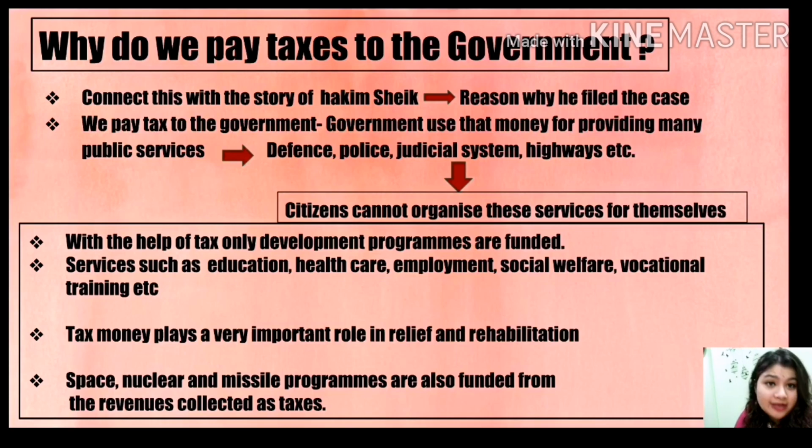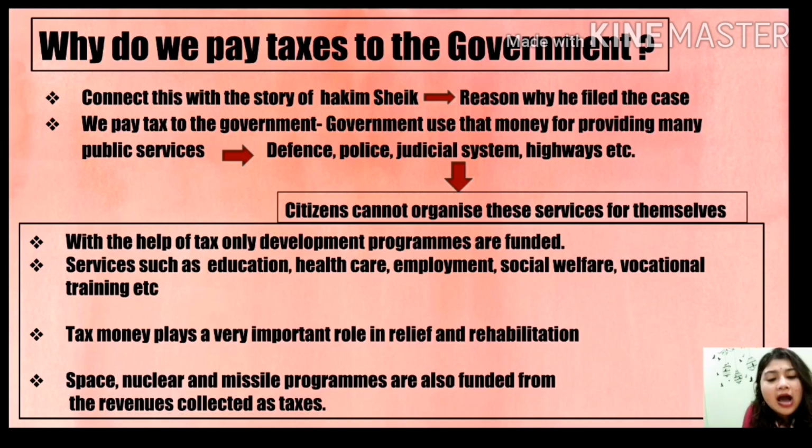With the help of tax only, development programs are funded. The government also gives services in sectors like education, healthcare, employment, social welfare, vocational training, through the tax we are paying. After that, in our previous chapter we discussed the midday meal scheme. This scheme is provided by the government only, so this is a service they are giving to the educational sector.